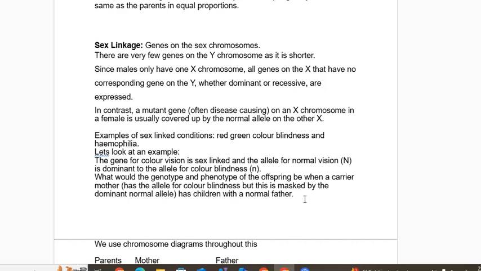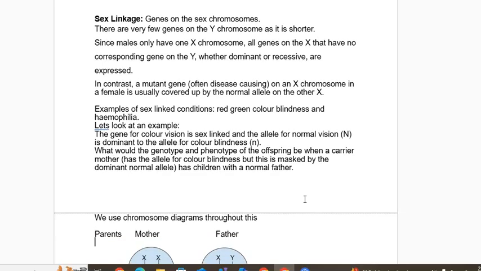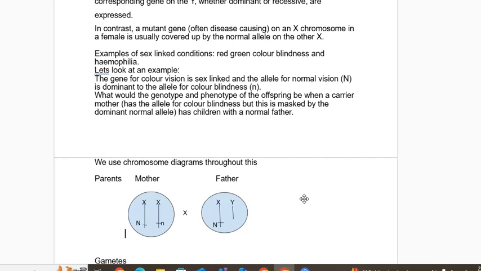Okay, so again, we're going to use chromosome diagrams throughout this. And for these sex-linked conditions, you only really use the chromosome diagrams. So here we see the mother. She's a carrier. She has the normal dominant allele along with the recessive. So she does not suffer from the condition because the normal dominant allele masks the recessive. The father then, remember, has only one allele for this trait, because the Y chromosome is shorter. There's no matching allele on the Y chromosome, and he has the dominant allele.